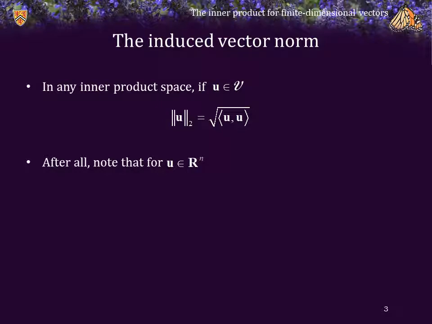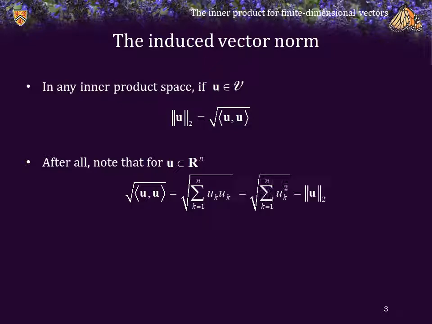After all, note that if U is a real finite dimensional vector, the square root of the inner product of U with itself is given right here. But U sub k times U sub k is U sub k squared, and the square root of the sum of the squares is, by definition, the 2 norm of U.